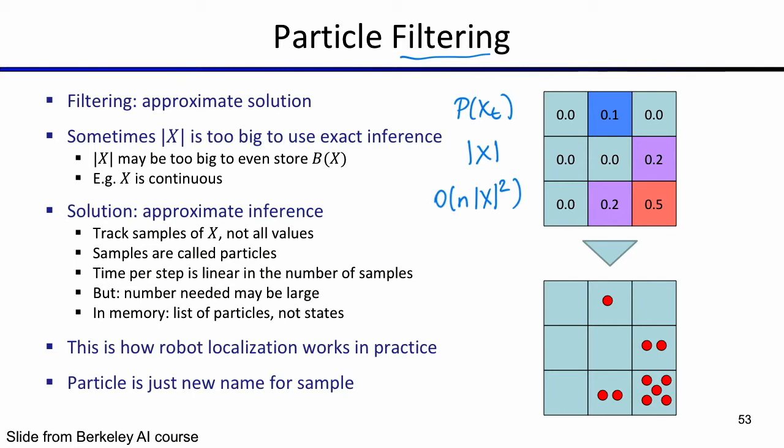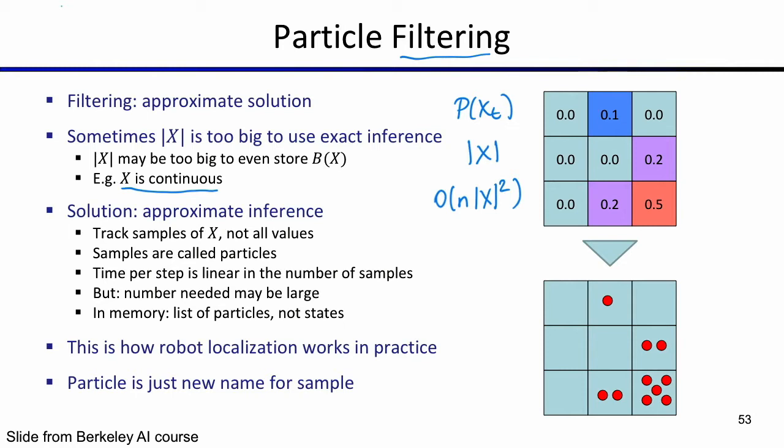For instance, x may be a continuous variable. In this case, we cannot store x the way that we are doing using tables. We need to do something else, and we have not touched this problem yet in this course. And the solution is going to be to use an approximate inference algorithm.